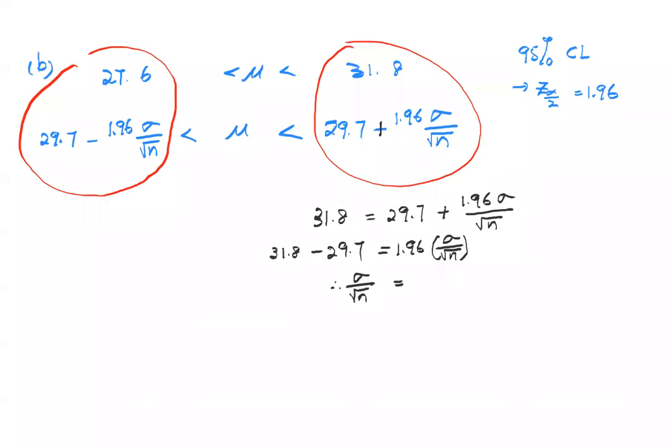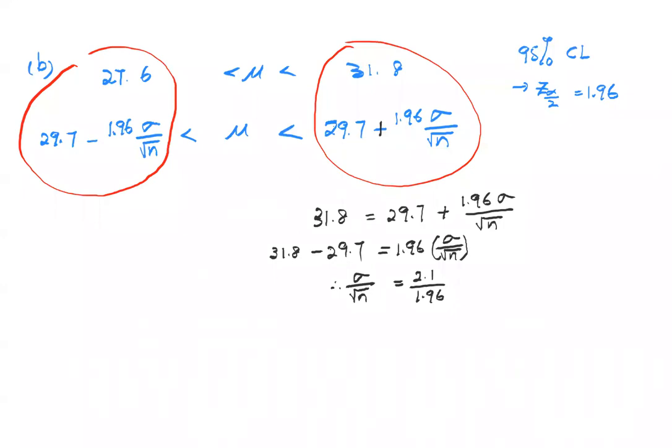you use the left-hand side and the right-hand side, it is also the same. It doesn't matter. Okay, 31.8 minus 29.7, I got 2.1. So I just put 2.1 divided by 1.96. If I have got that, now I can do my part B.